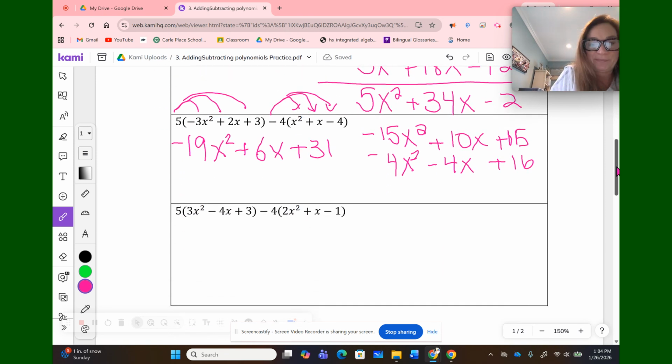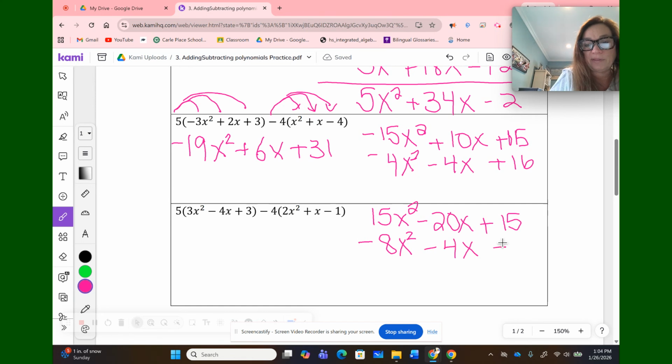Distributive property. So we have 15x squared minus 20x plus 15. Distributive property. Negative x squared minus 4x plus 4. Negative times negative is a positive. 15 minus 8 is 7. Never ever change an exponent when you're adding or subtracting. Negative 24x and plus 19.